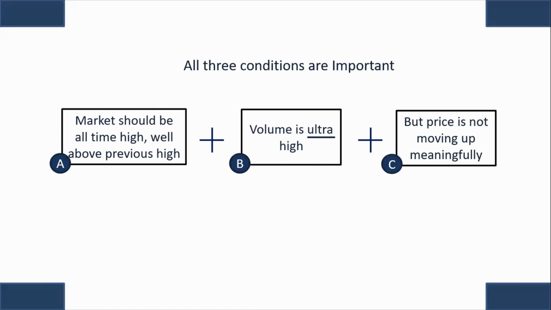So the logic is when there is such a high volume at the top, ideally the price should shoot up further because there is so much buying, right? But if the price is not going up meaningfully, that means the bigger players are selling there. At every opportunity, they are offloading their positions to retail investors. And that is a sign that the market has stopped.